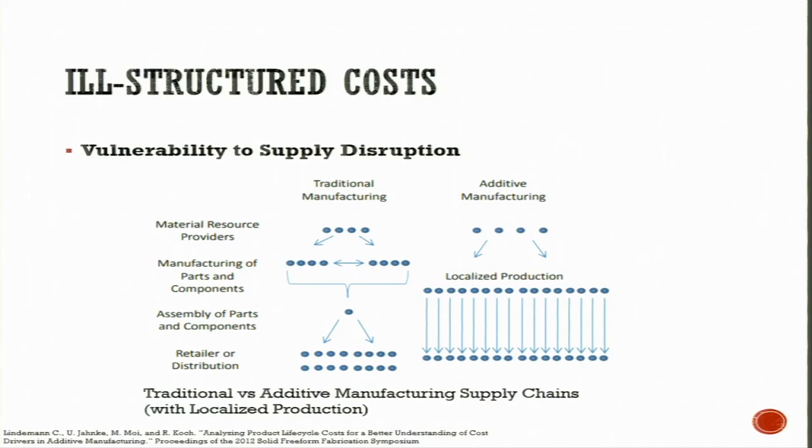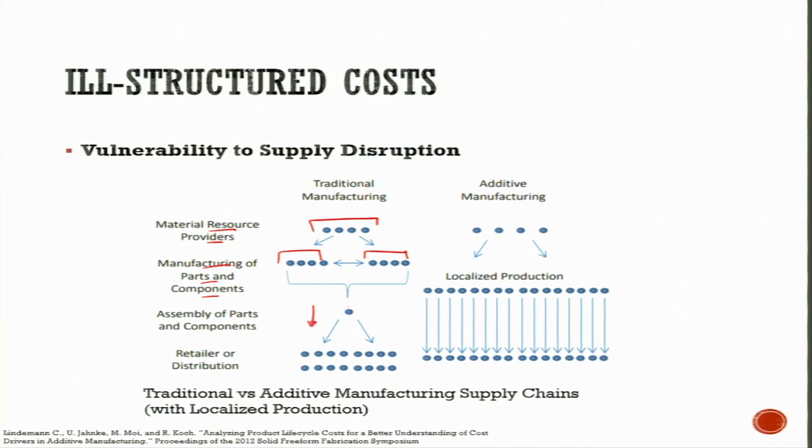The vulnerability of supply chain, how is it in the traditional and in the additive manufacturing setting? In the traditional manufacturing setting, if you see here, manufacturing resource providers are there, there are four traditional manufacturing systems. Then manufacturing parts and components, there are other systems with which they interact. The assembly happens at only a single place, and this assembly is now distributed to different retailers for distribution. This is how it goes.